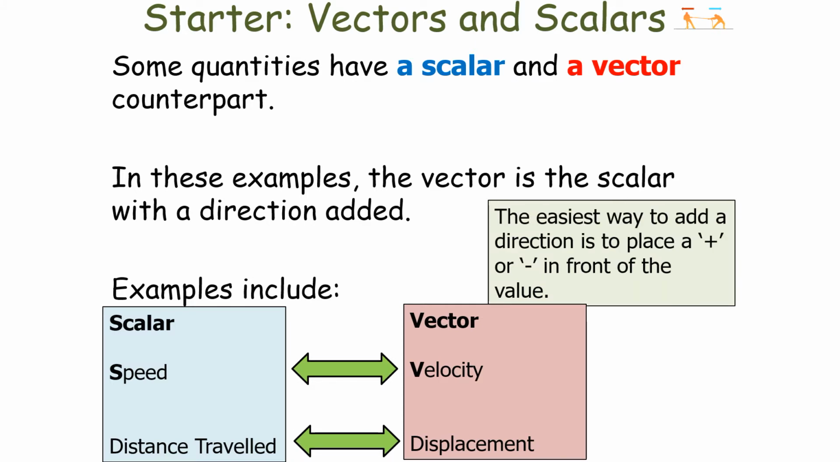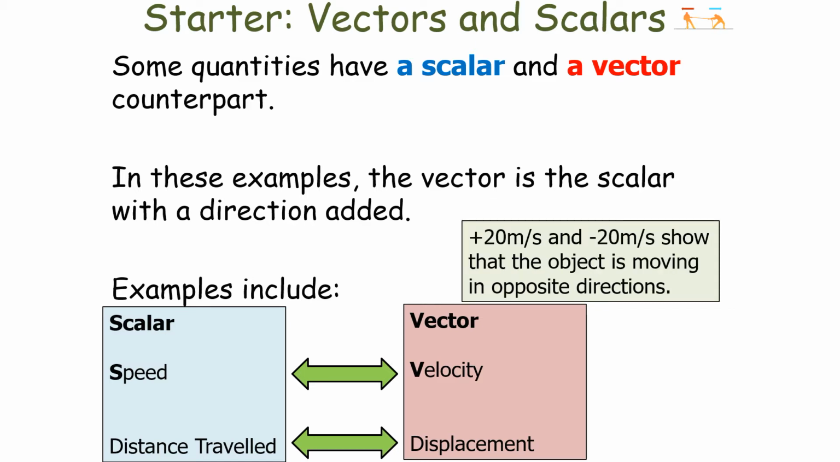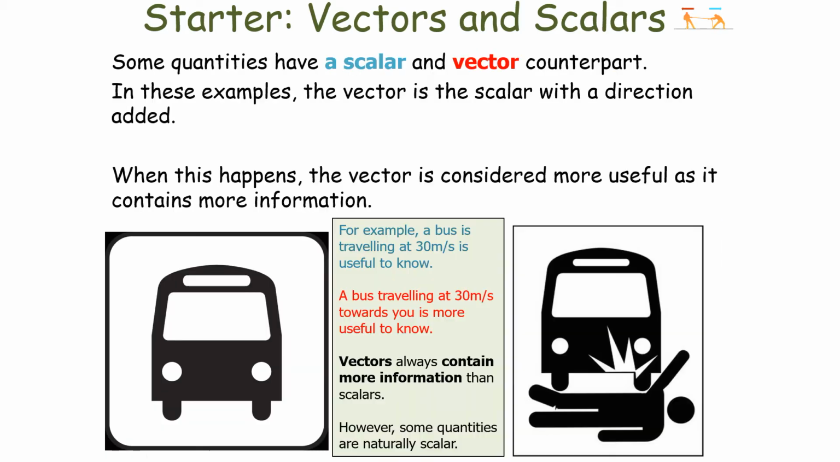Now the easiest way to add a direction is to place a plus or minus in front of the value. So plus 20 meters per second and minus 20 meters per second show that the object is moving in opposite directions. So it's very important because vectors contain more information than scalars. However, some quantities are just naturally scalar.